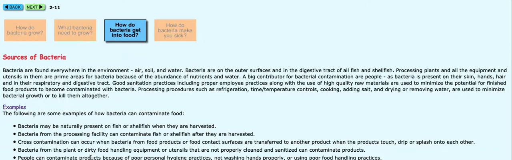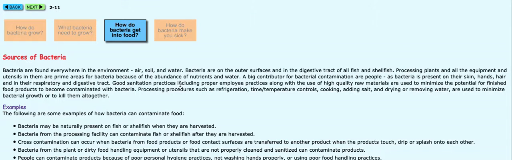So, sources of bacteria. Bacteria are found everywhere in the environment: air, soil, and water. Bacteria are on the outer surfaces and in the digestive tract of all fish and shellfish. Processing plants and all the equipment and utensils in them are prime areas for bacteria because of the abundance of nutrients and water. A big contributor for bacterial contamination is people, as bacteria are present on their skin, hands, hair, and in their respiratory and digestive tract.